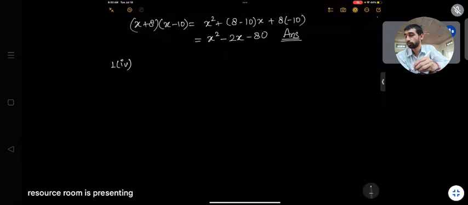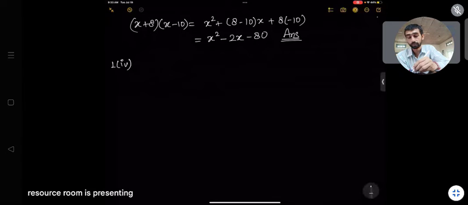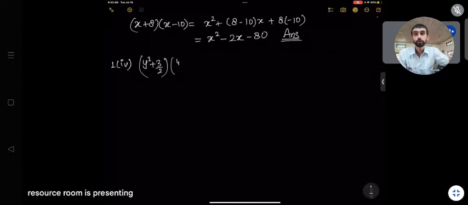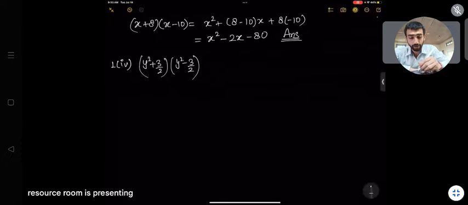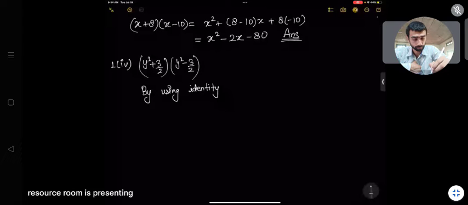First question, third part is homework. I am doing the fourth part. Y square plus 3 by 2 and y square minus 3 by 2. Okay, so who is next? Margaret, which identity we will use? Okay, x plus y and x minus y.